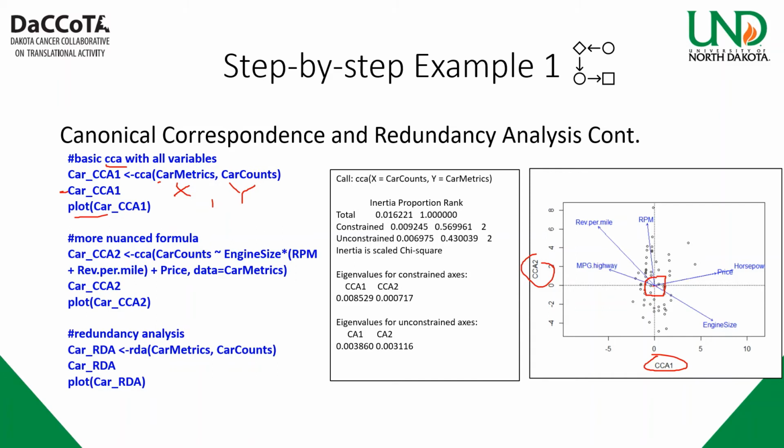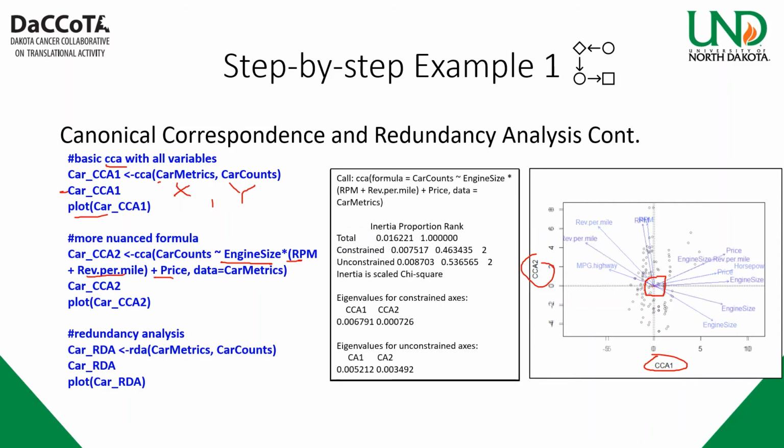a priori hypotheses we want to test. So instead of looking at everything one by one, I'm going to have engine size, RPM, and revs per mile, including those interactions, and then price by itself. And this is what we get here. Not really much better with our car metrics. They're still kind of scrunched up, but our different X's sort of change.